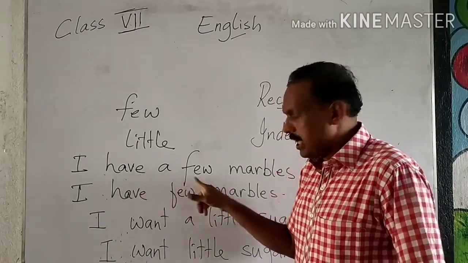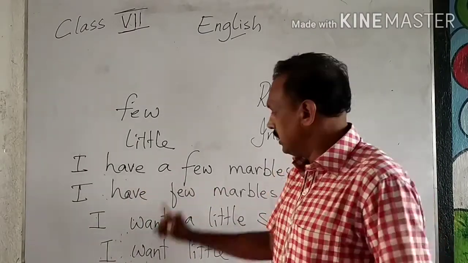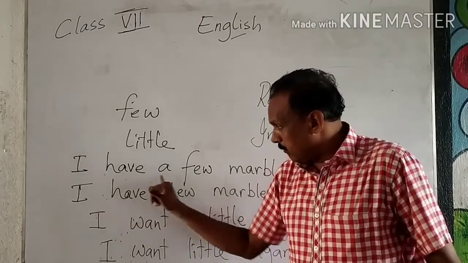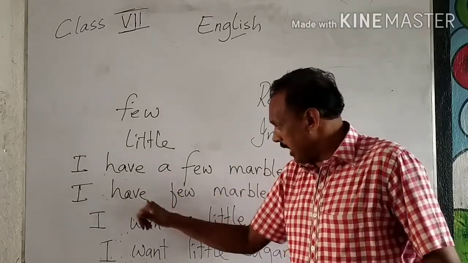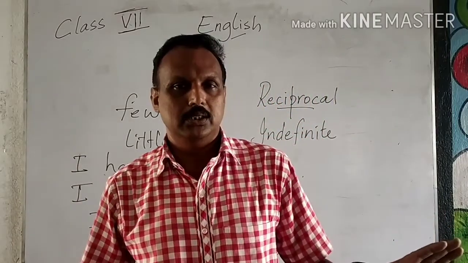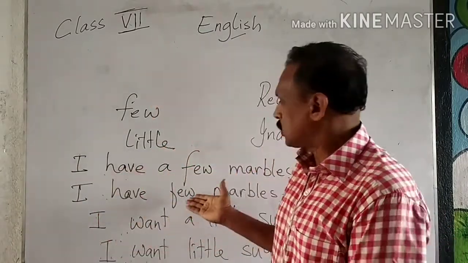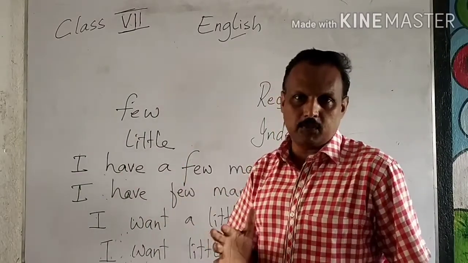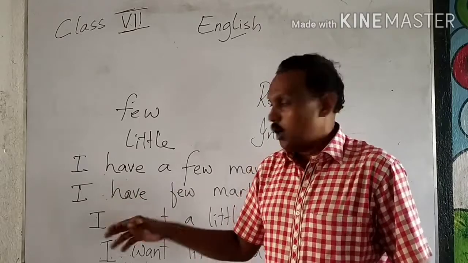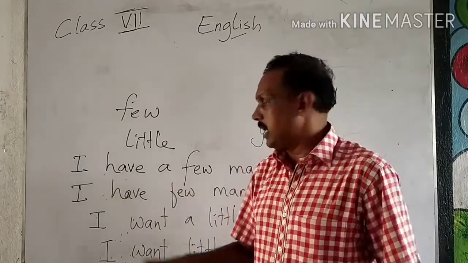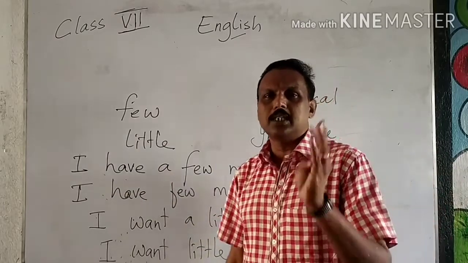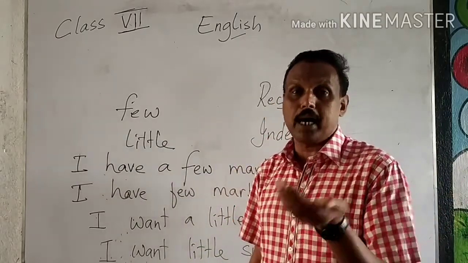Now, when I say I have a few marbles, it means I have some marbles with me. When you say I have few marbles, it means that you don't have marbles. So you may think, it's quite funny. English is a funny language, but it is not very complex. Once you understand the basics, once you learn to speak, then it will come easily. When I say I have a few marbles, I have some marbles with me.